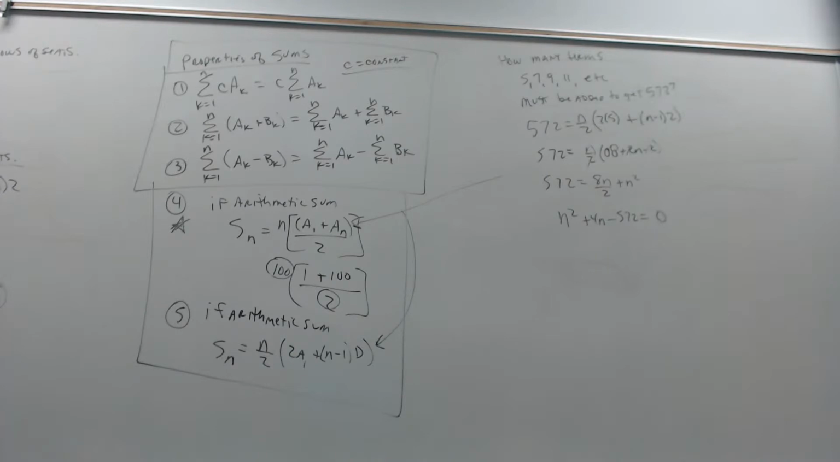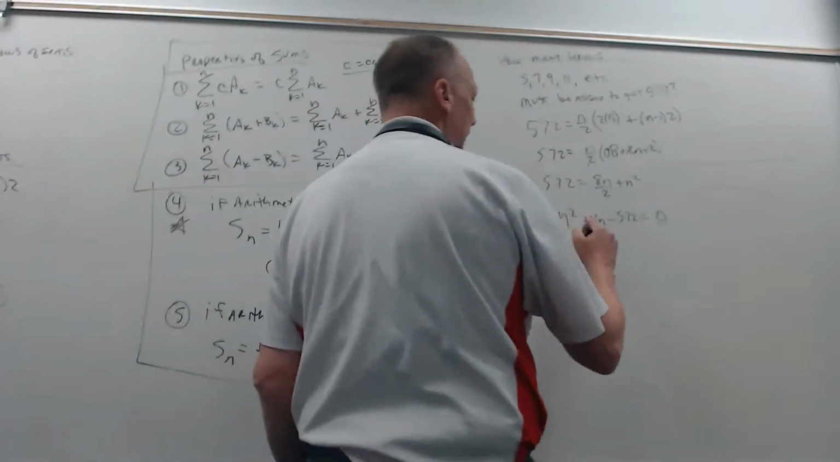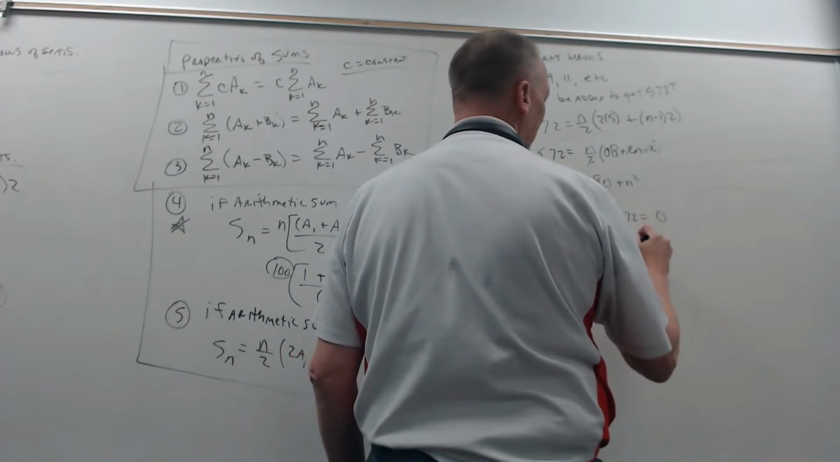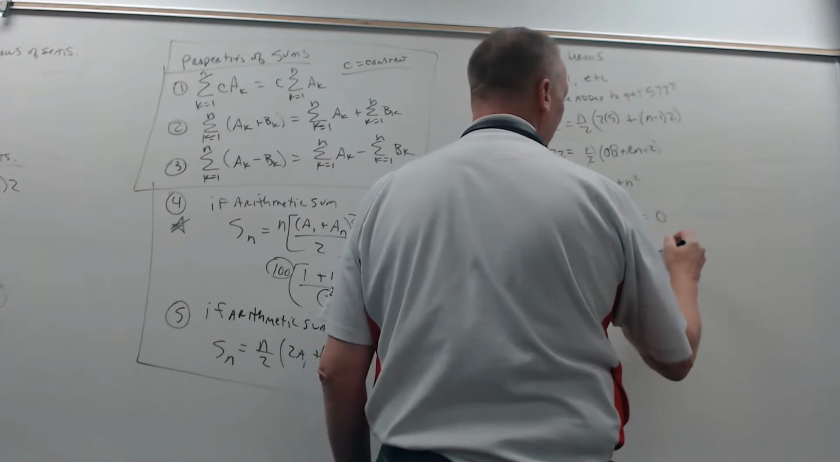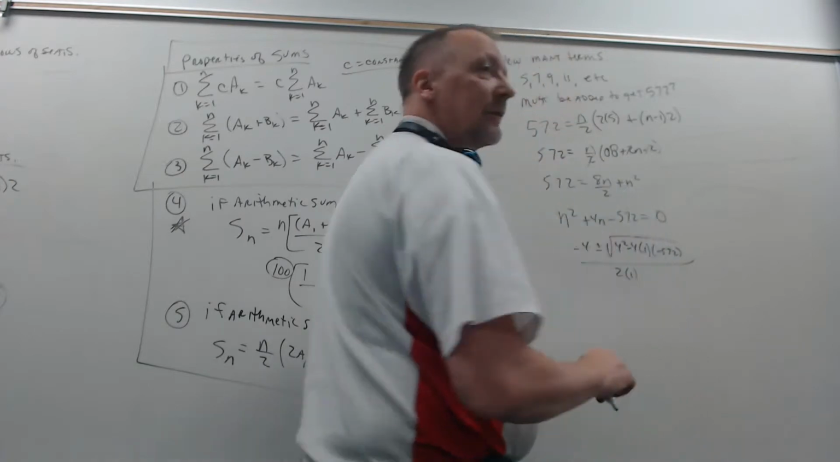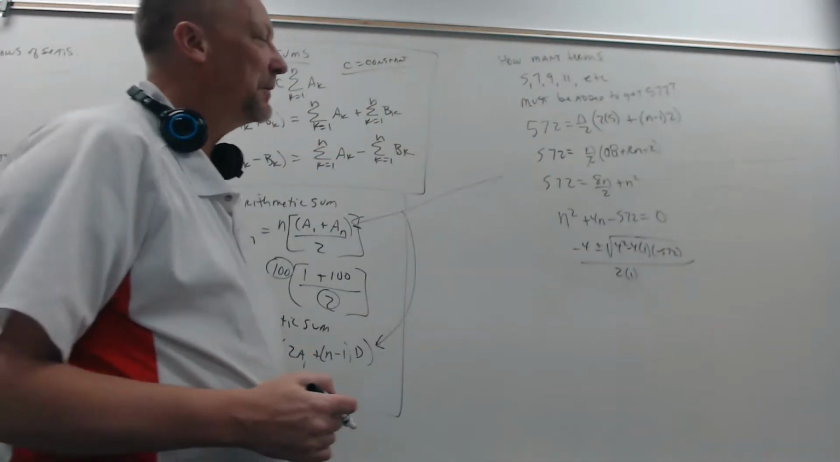What's the fail-safe way? Graph it. That was a good guess, but yeah, it's a parabola. Quadratic formula, right? So negative b, negative 4 plus or minus the square root of 4 squared minus 4 times 1 times negative 572, all over 2 times 1. Okay? That's probably how I would have done it.